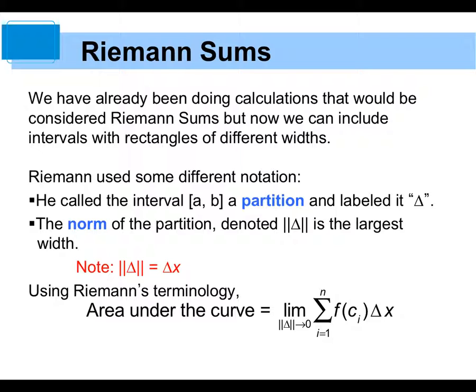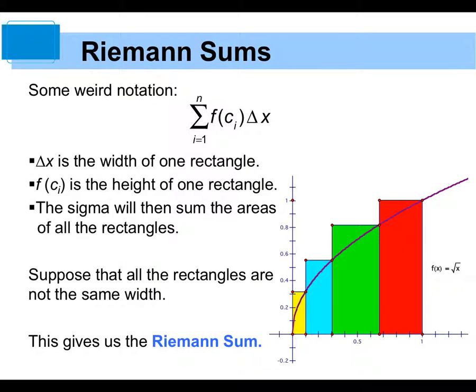If the norm is the width, what's the partition then? The partition is just the interval. He pretty much used partition and norm interchangeably. Okay. I like norm better. All right, we good? Again, that's just a conceptual thing, because there's not a lot of calculations to do there.